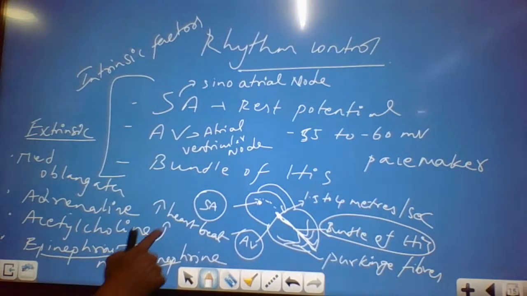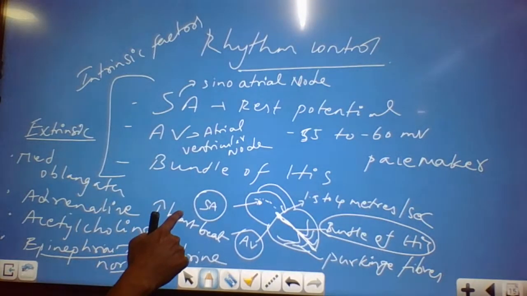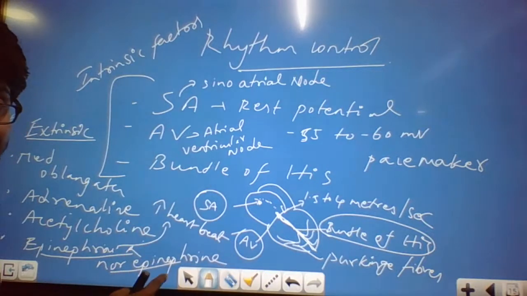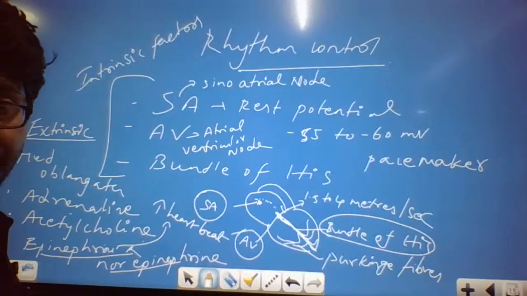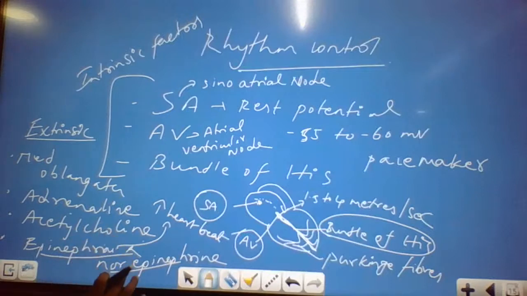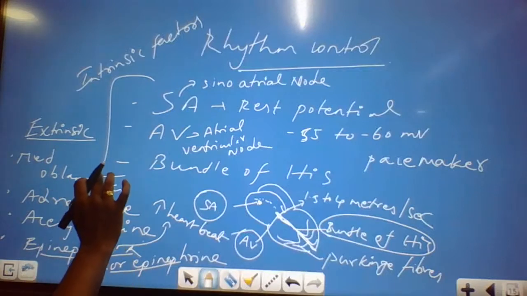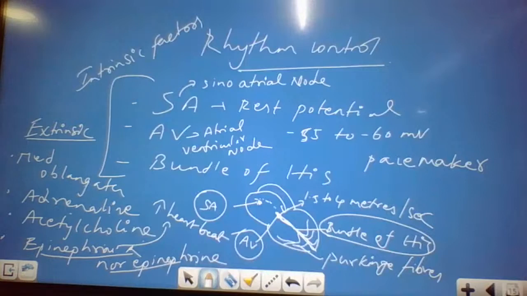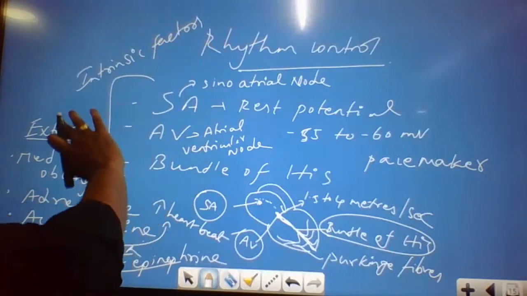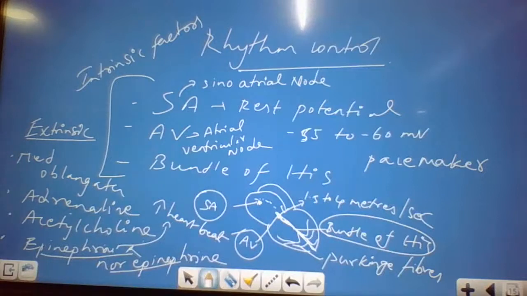So epinephrine, if the condition requires, increases the heartbeat. Again, this will come back to its normal, from 70 to 72 beats per minute, like this coming back to its own form, right? This is because of norepinephrine, right? So epinephrine and norepinephrine, adrenaline, medulla oblongata, these are all extrinsic factors. Fine. So rhythmic control involves both intrinsic factors and extrinsic factors.